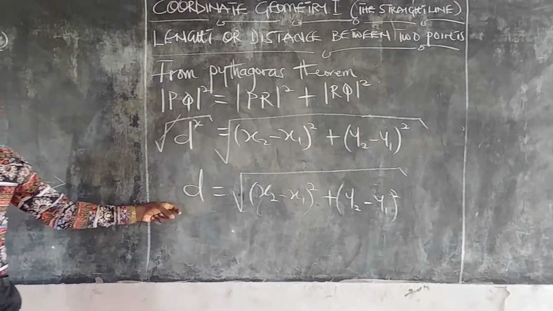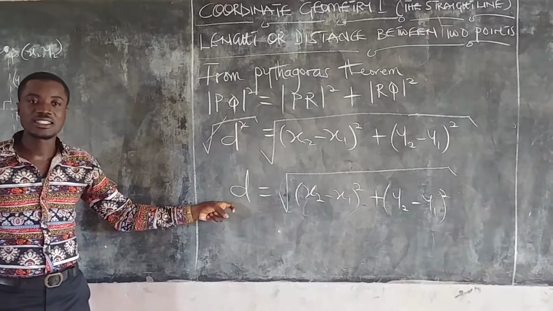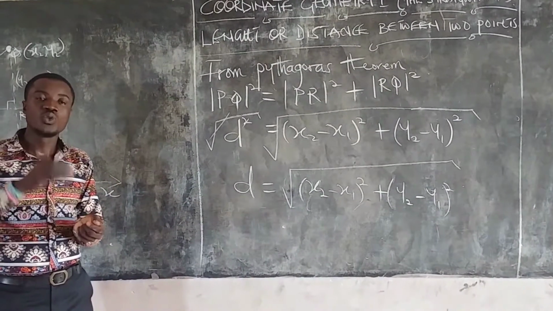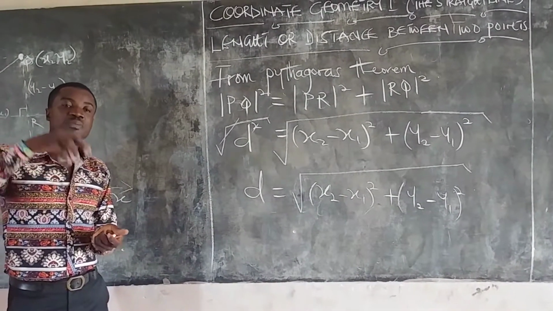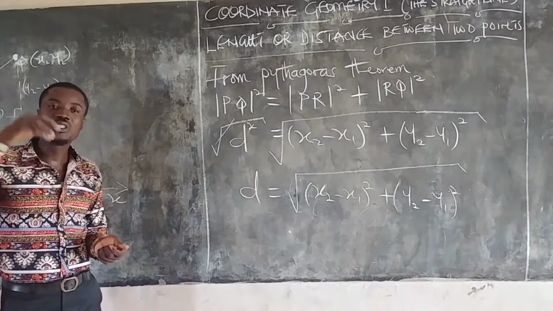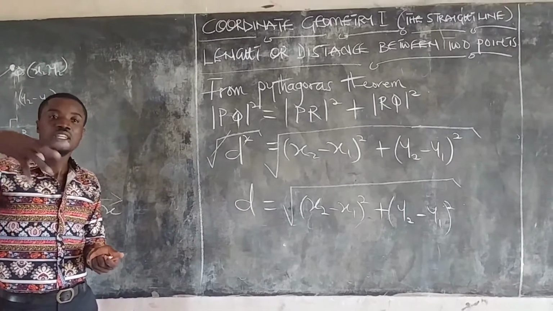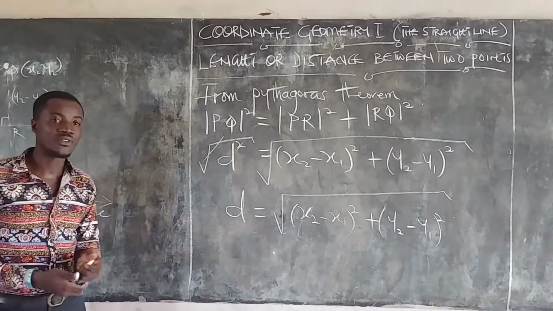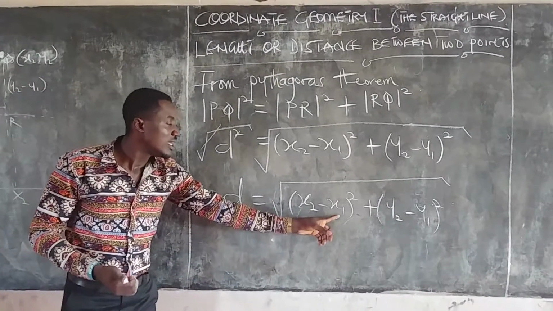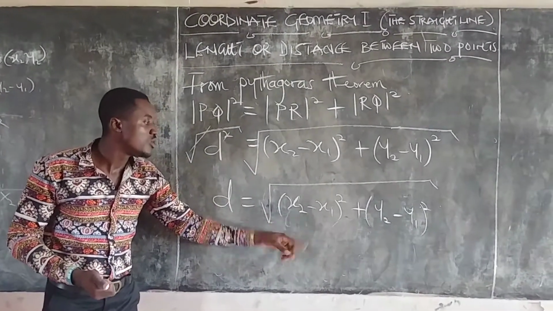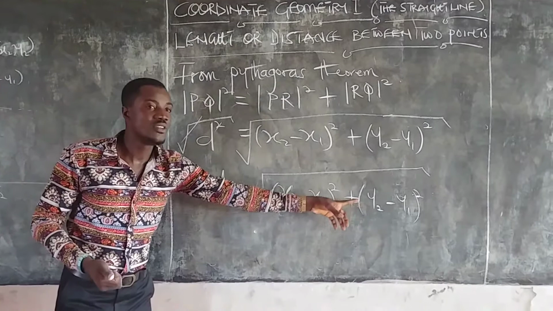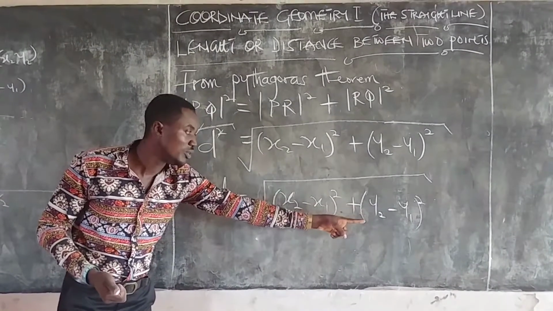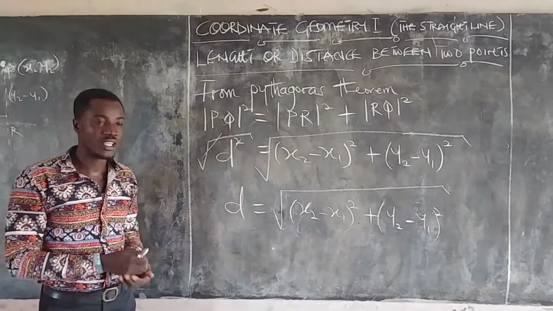This is what we use to find the distance between 2 points. So whenever 2 points are given to you and you want to determine the distance between the 2 points, use this formula. It means that you take your X1 from the X2, square it, and add the difference between the y values, square it, you get your answer.